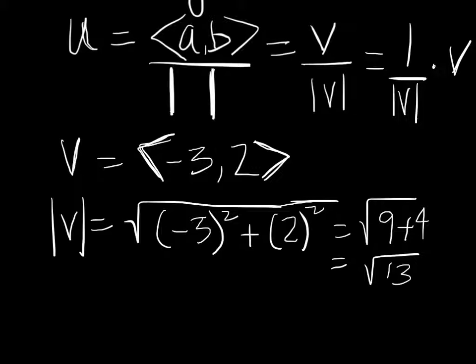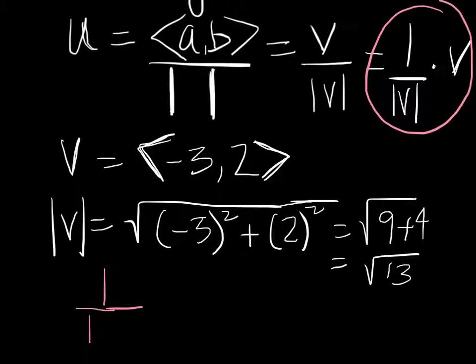Now to write this as a unit vector, I'm going to use this equation right here. I'm going to write 1 over the magnitude of v, which happens to be the magnitude of your vector, which is the square root of 13.